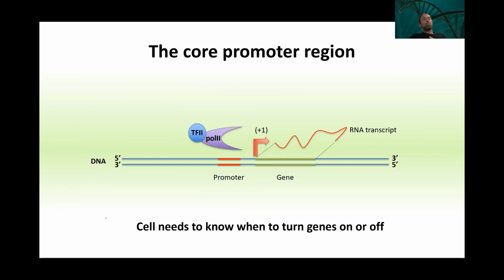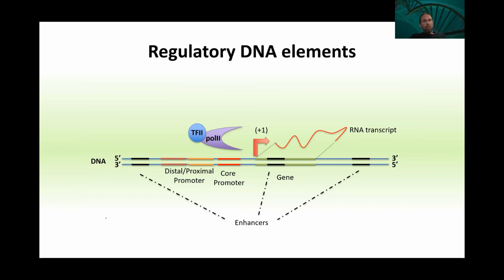But there's more to the story than that, because there are other regions that surround the gene that help regulate whether TF2D can ever come into the core promoter itself. So that region we discussed in the transcription lecture that I called the promoter, that is more specifically called the core promoter. And then immediately upstream, remember upstream is away from the gene, away from the transcriptional start site, immediately upstream of the core promoter, you have this region here called the distal and proximal promoter.